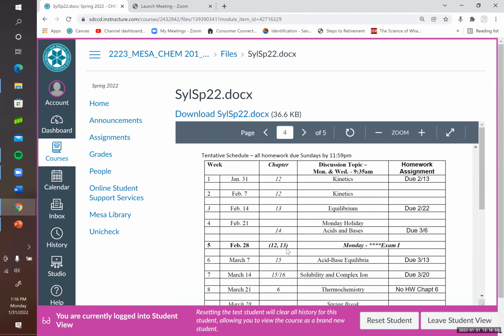All right, now how to read our schedule. So today's the 31st. Here's our week 1. We meet on Monday and Wednesday in week 1. So this is what we're going to discuss. Oh, that time is wrong. I got to change that. It's 12:45 is when we start, not 9:35. So that's a typo.